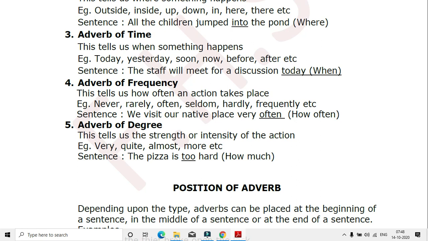Okay. Next one, adverb of degree. That tells you to what extent the action was done. Yes, like you boxed somebody.